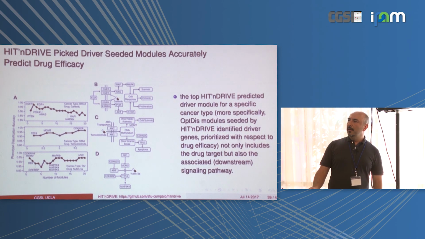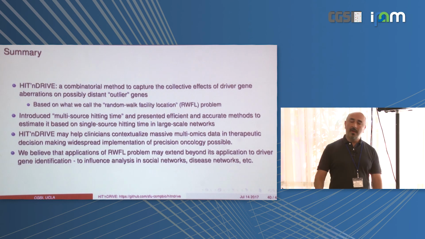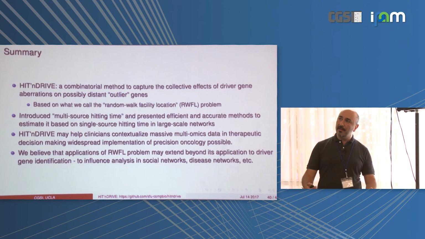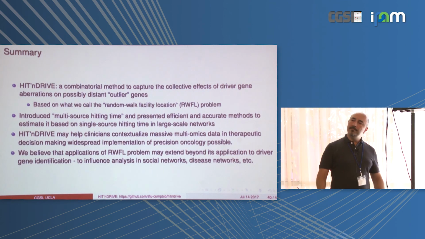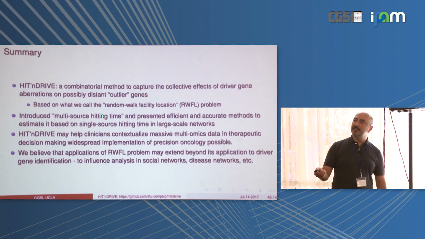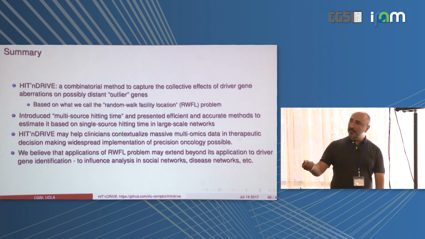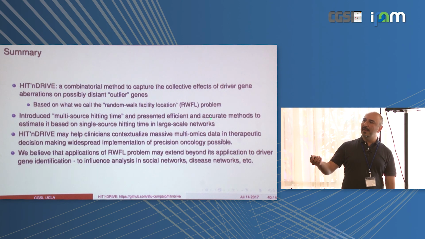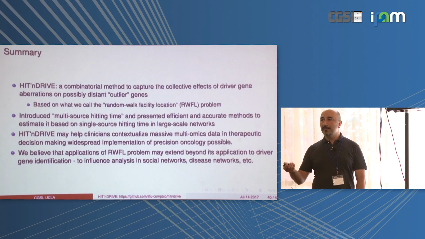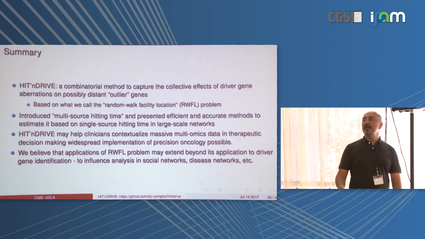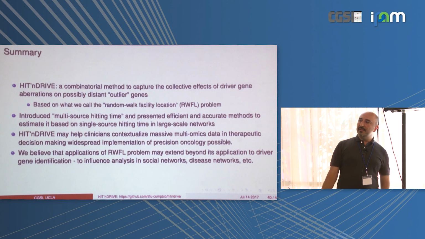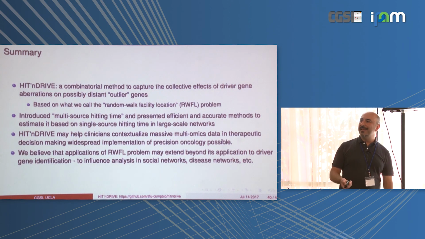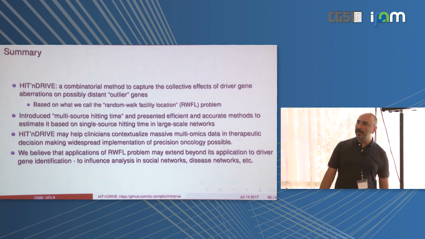In summary, HIT'nDRIVE is a combinatorial method to capture the collective effects of sequence aberrations on possibly distinct outlier genes, based on what is called the random walk facility location problem. In this study, we introduced this multi-source hitting time notion, came up with estimates for that, and applied it to large-scale networks. Hopefully, people will use it to contextualize multi-omics data sets in therapeutic decision-making.